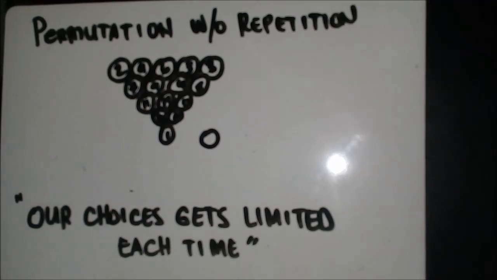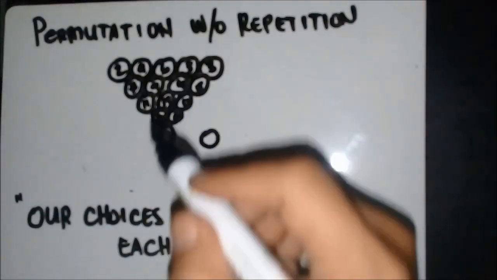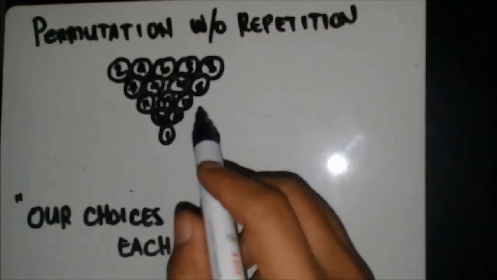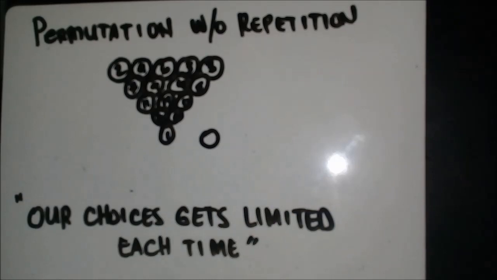Now let us talk about permutation without repetition. For example, we have a rack or a set of pool balls. These are the 15 balls, and this is the mother ball or the white ball. So all in all, it is 16 balls.